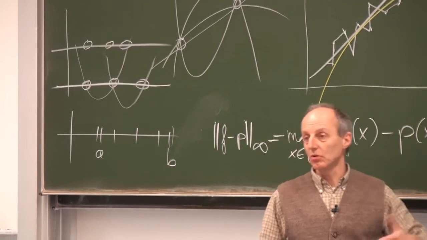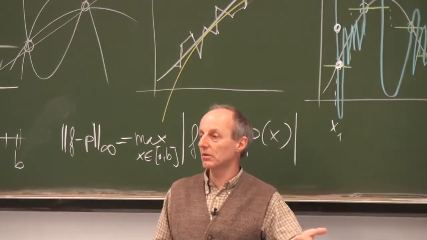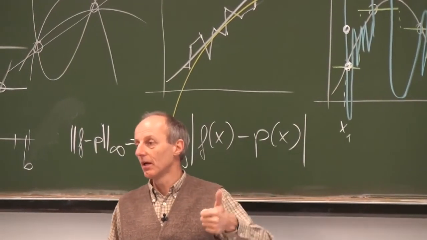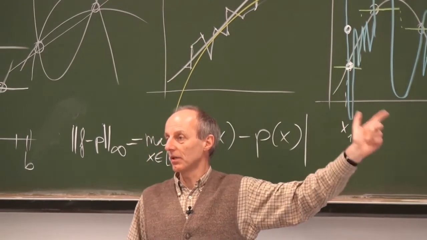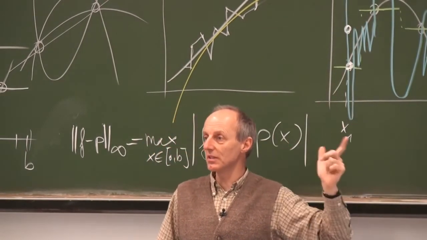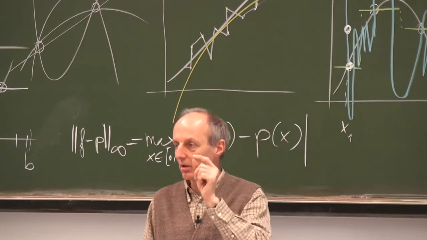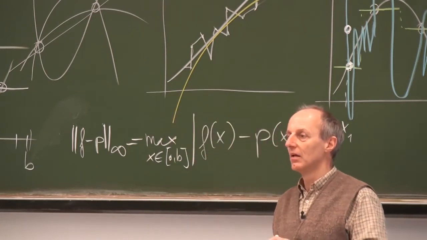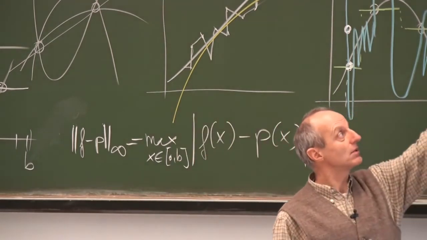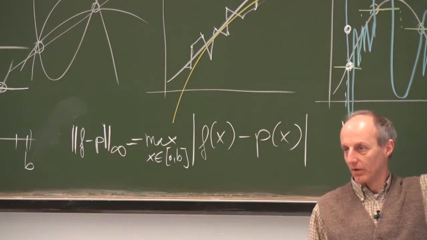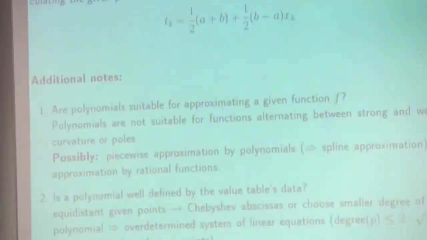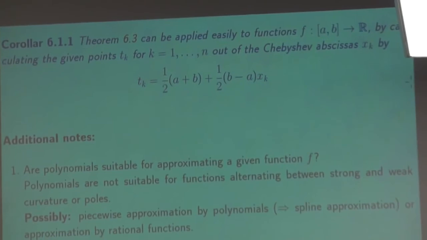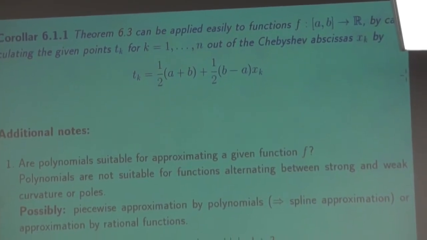Yeah. So you first compute the Chebyshev abscissa, then apply this formula, and that's it. And then you use the tk as your x points. And it is very easy to prove this. You can do it at home. It's a nice exercise. How can you prove this?